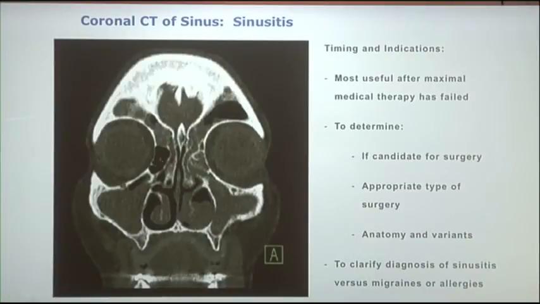And then in that time frame, the CAT scan helps determine if they are a candidate for surgery, where surgery needs to be done, and helps us look at their anatomy since we're working right up against the eye and right below the brain. In rare cases, if you're uncertain if someone just has allergies or has a migraine, then a CAT scan can help you differentiate: do they have a normal sinus anatomy or do they have a chronic sinusitis?